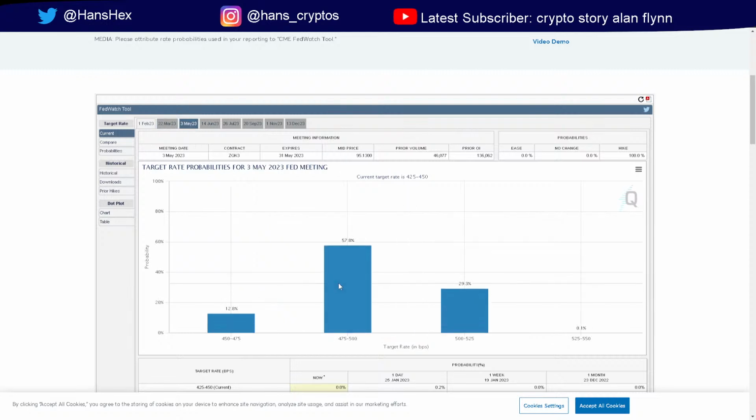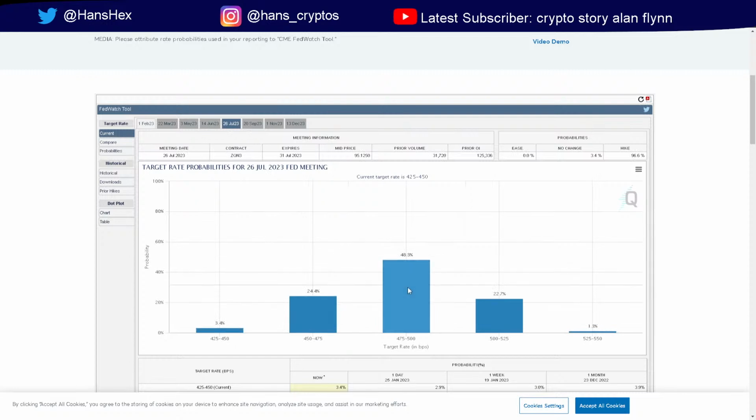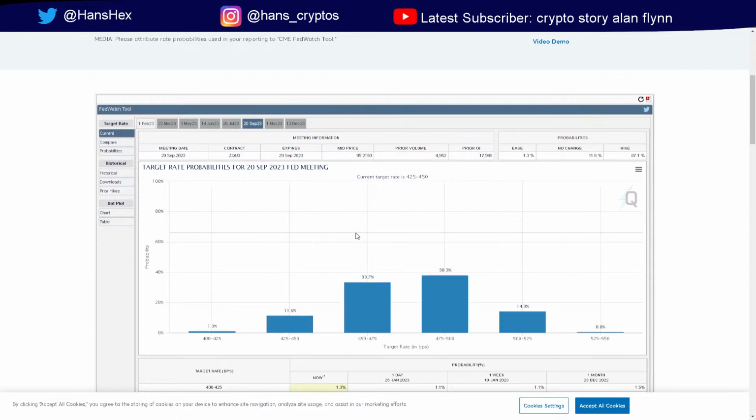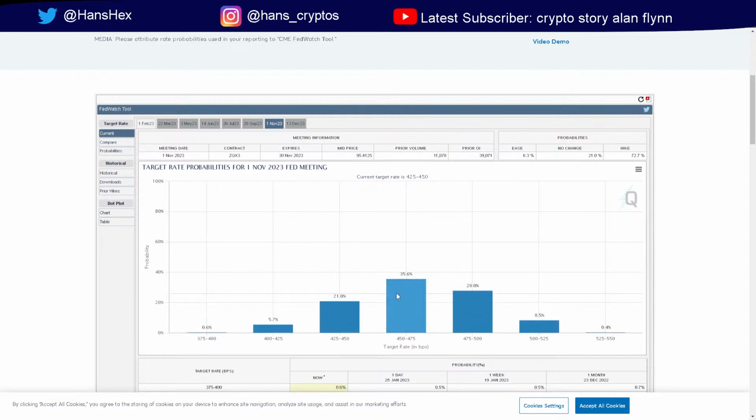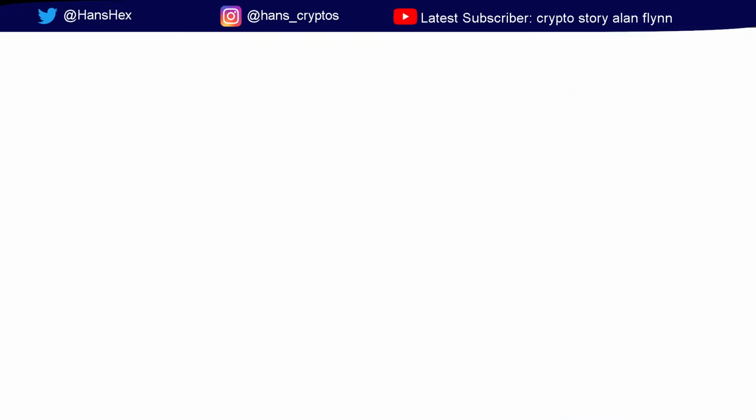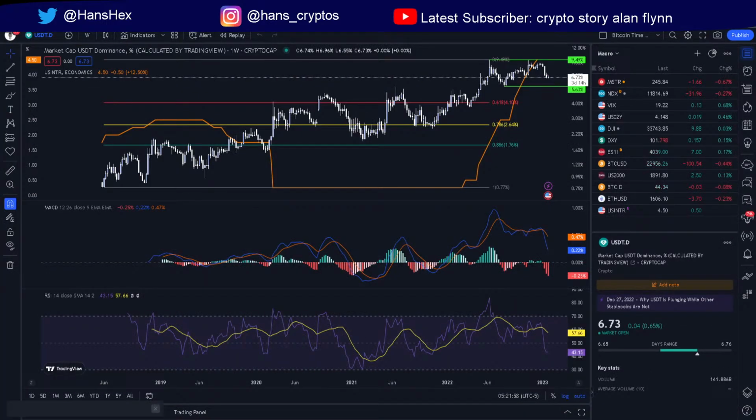And you can see by May, it's highly probable that they'll just keep it at this level. And then by June, keeping it at that level. By July, keeping it at that level. September, keeping it at that level, but highly likely that we might even see a pivot by September. And by November, the market is expecting the pivot to start to happen. So yeah, this is very bullish for the market.